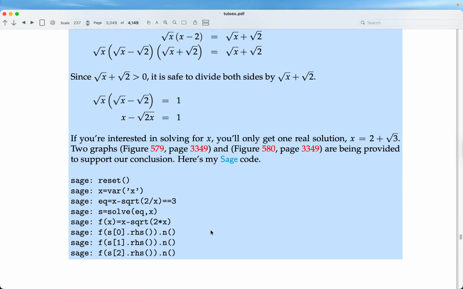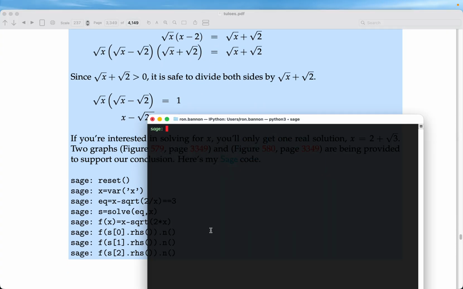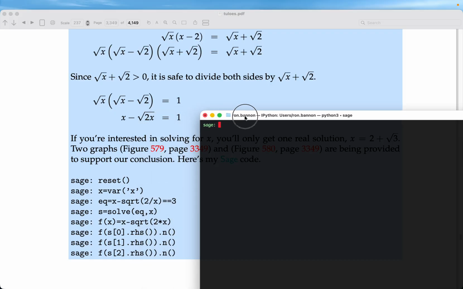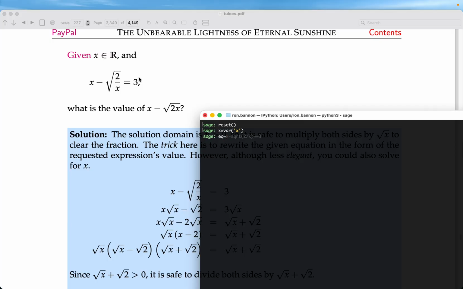So why don't I just go to Sage, and I'm going to type in the code I see over here, reset. Whoops, sorry about that. It's a good idea to start with reset when you're starting a new problem. I'm going to define a variable x, and then I'm going to write an equation: x minus the square root of 2 divided by x is equal to the number 3. Notice the equal sign I'm using is a double equal sign for an equation. For assignment, it's a single equal sign. So EQ is being assigned that equation.